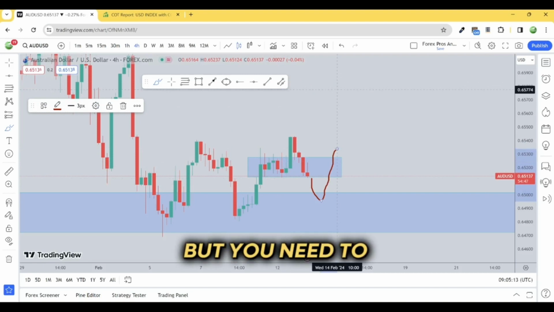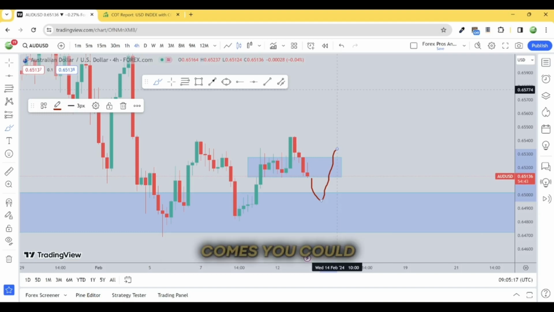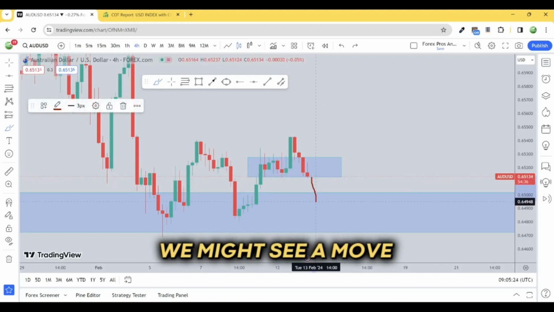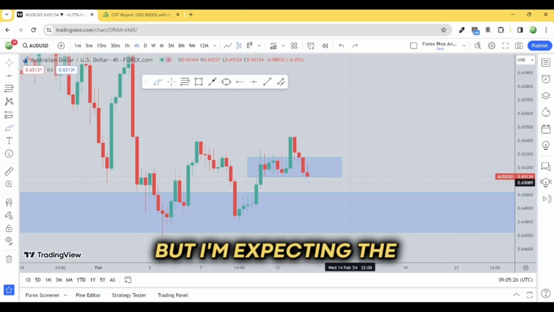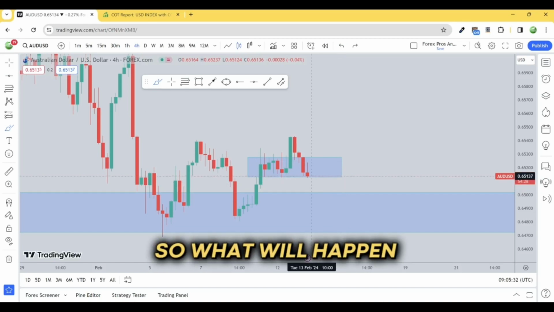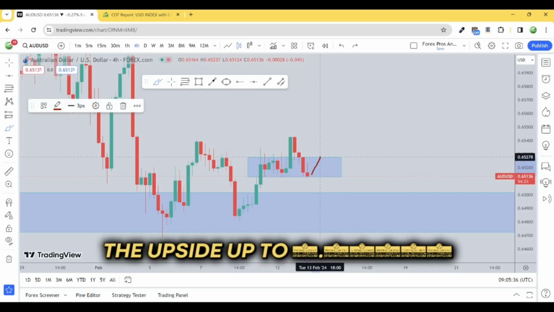But you need to consider that CPI news is coming. So whatever the data comes, you should act accordingly. For example, if the CPI data comes positive for the dollar, we might see a move towards the downside. But I'm expecting the data to come negative. But do not place trades on the basis of my expectations. So what will happen if the data comes negative: the market will go towards the upside up to 0.65278.